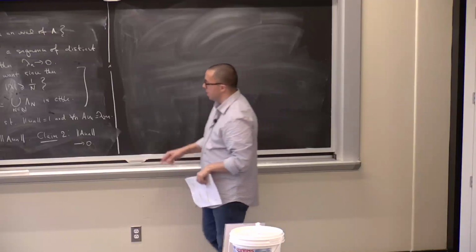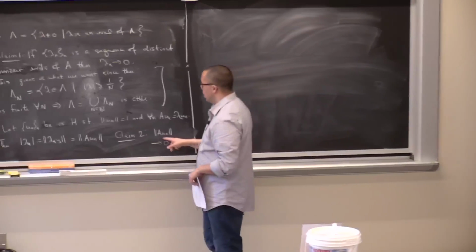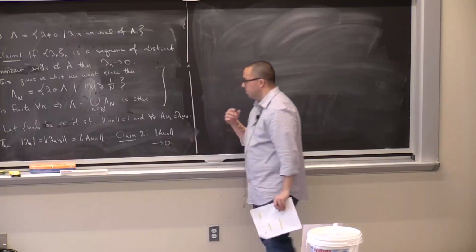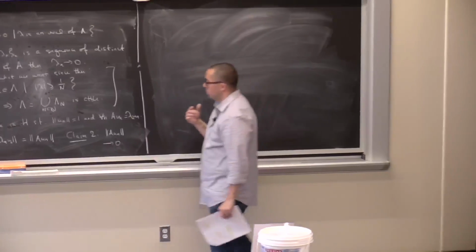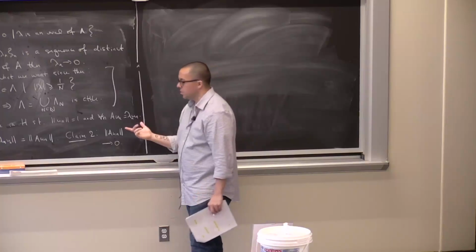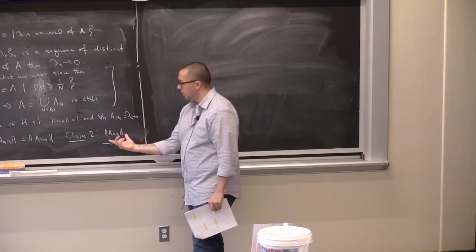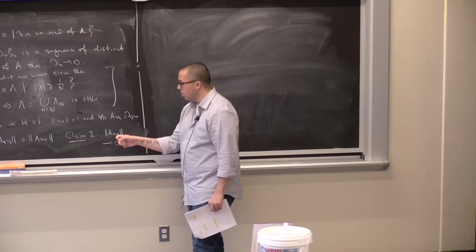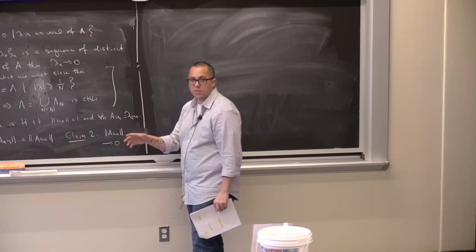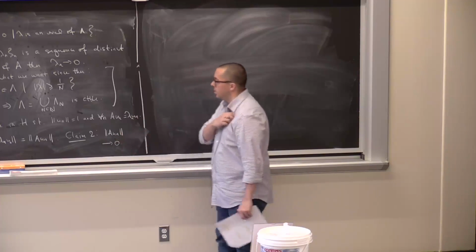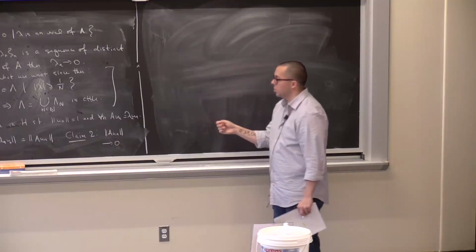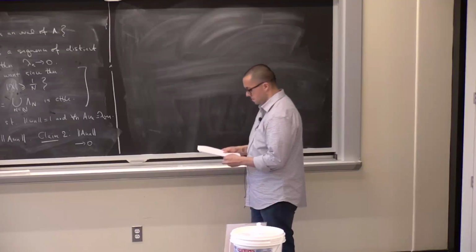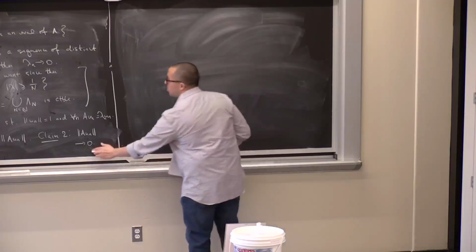So the fact that A applied to these unit vectors converges to 0 is not just specific to eigenvectors of distinct eigenvalues. It's just a property of the compactness of A and the fact that the u_n's are an orthonormal sequence. That they're all unit length, and any one element in the sequence is orthogonal to a different element in the sequence. So suppose not. Suppose claim 2 does not hold.